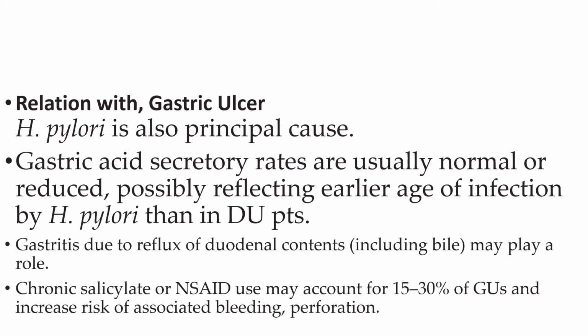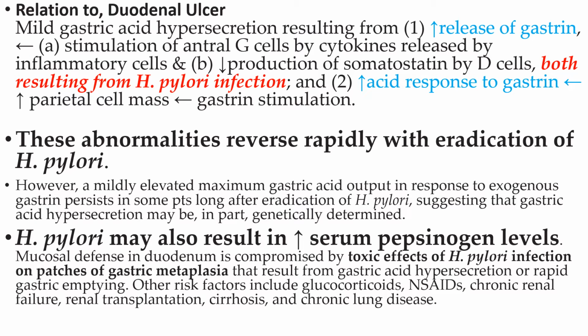Relation with gastric ulcer: H. pylori is also the principal cause. Gastric acid secretory rates are usually normal or reduced, possibly reflecting an earlier age of infection by H. pylori than in duodenal ulcer patients.